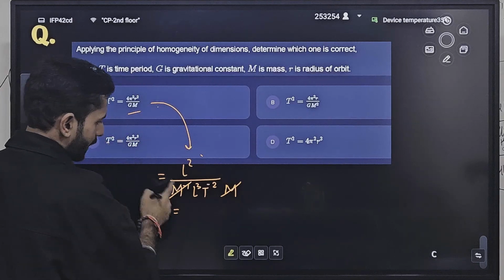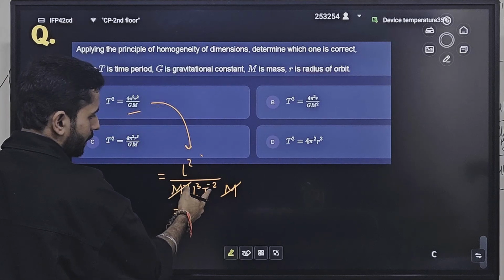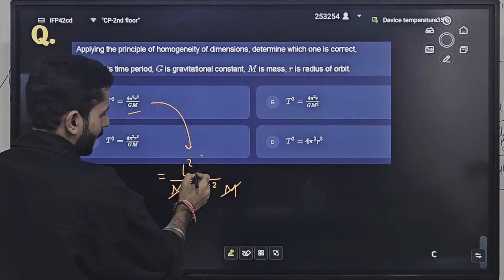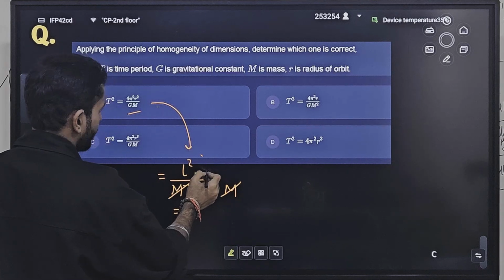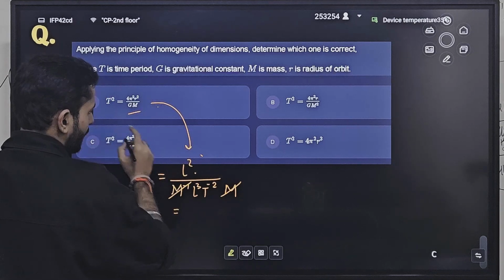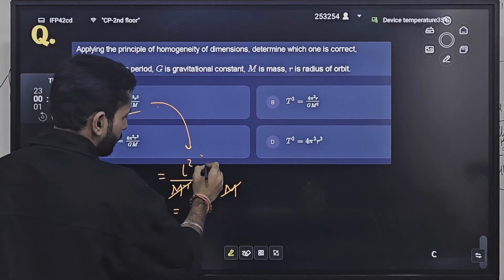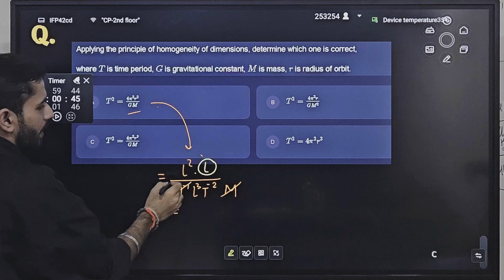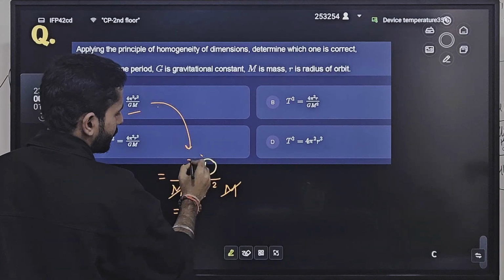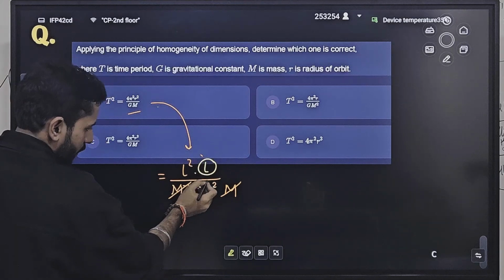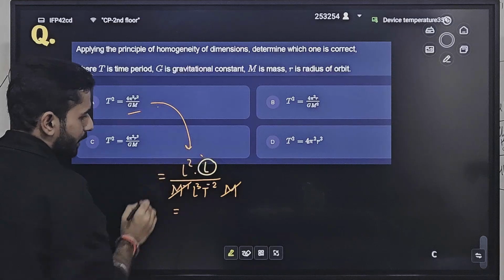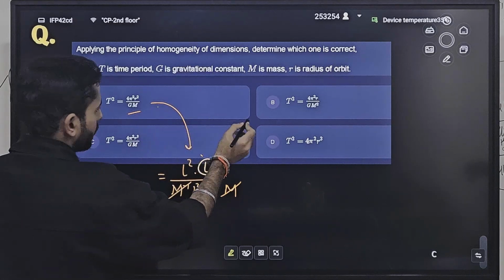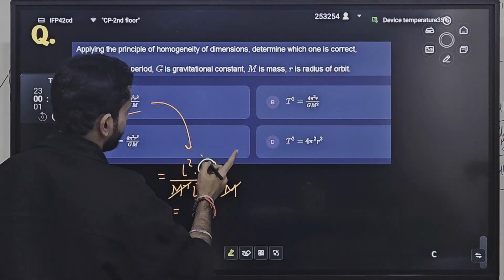That means G into M is correct, but it can be T square only when one more L is multiplied here. That means R square is not sufficient. I should have one more L. Clear? Are you able to understand? If there is R cube, then this L cube and that L cube will get cancelled and I will have simply T square. Which option is like that? Here it is R, not done.